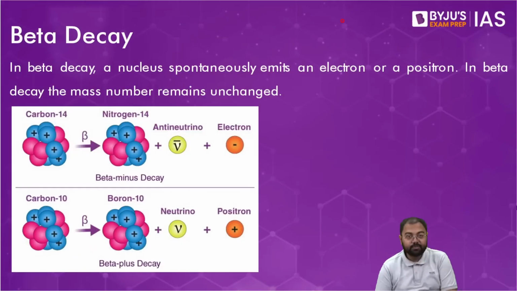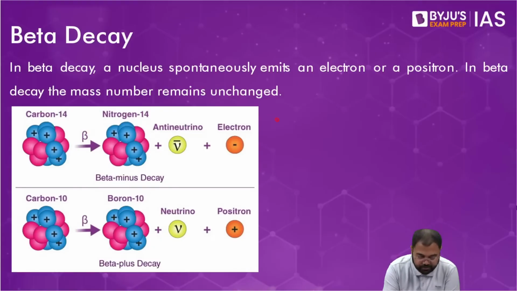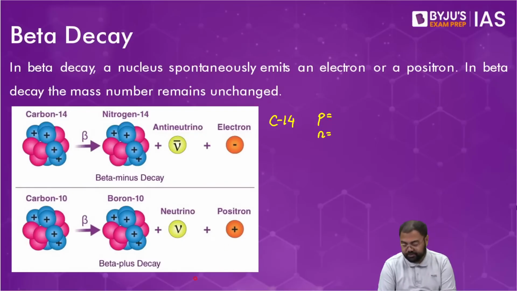Then after this, we have beta decay. Now, in case of beta decay, what I told you is that this happens when the number of protons and number of neutrons is not the same. So, for example, the first one is carbon 14. Do you know how many protons and how many neutrons are in carbon 14? 6 and 8. That's why it is becoming 14, right? It is 6 and 8.